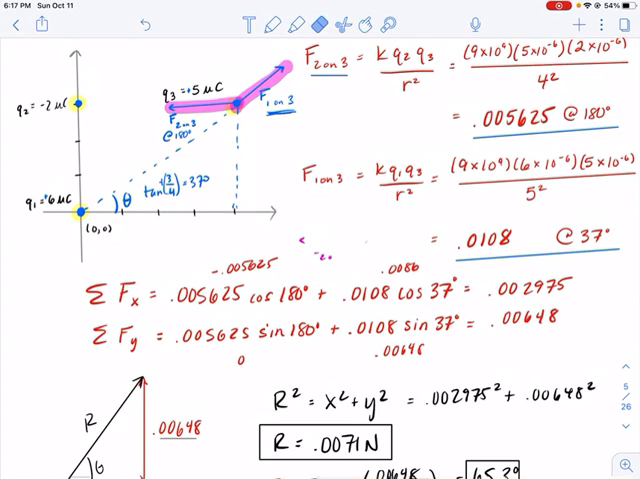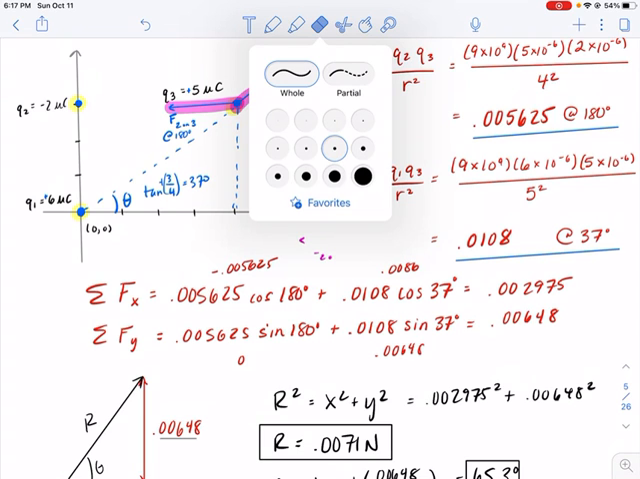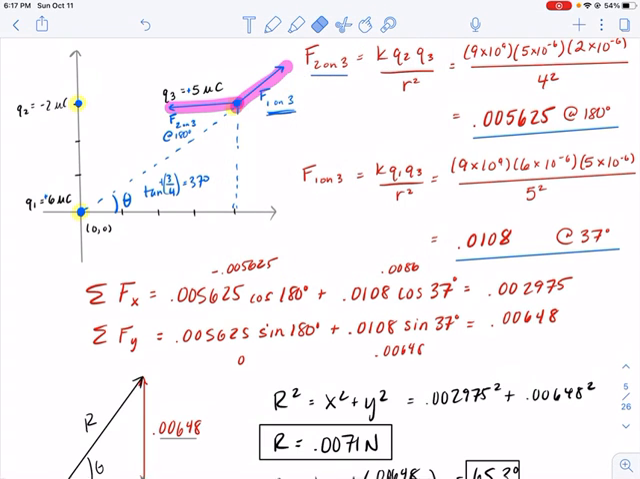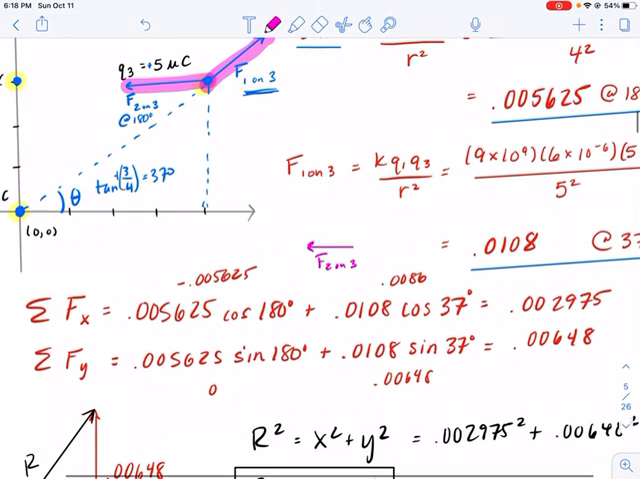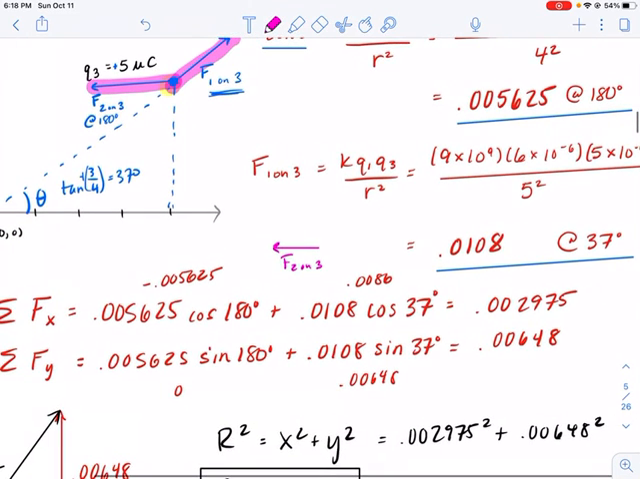Okay, let's think about this for a second. The force of 2 on 3 is actually about half, a little more than half, of the force of 1 on 3. So I'm going to try to indicate that when I make my little sketch here. Let me get rid of this stuff. Okay, let me try that again. So the force of 2 on 3, which again is 0.005625 at 180 degrees.